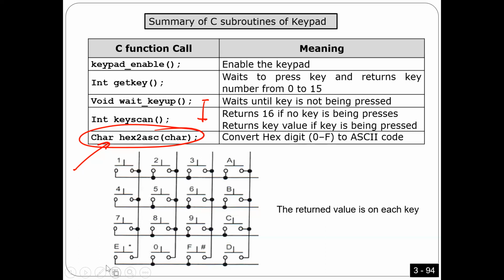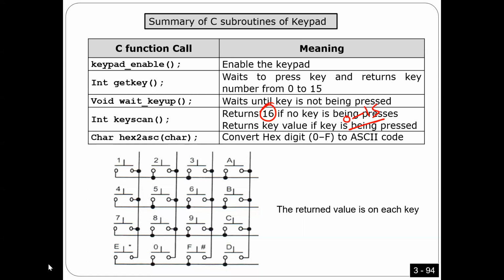The last one here, I don't think we are going to need it, but I'm going to explain it. Another function is called key scan. This function is similar to this one, but it's not going to wait. This function is going to check if you are pressing or not. If you are not pressing, it's going to return number 16. If you press any number, it's going to return a number from 0 to 15. You got what I'm saying? So it's not going to wait. If you call this one and you press any number from 0 to 15, it's going to return this number. Otherwise, if you don't press, it's going to return 16.